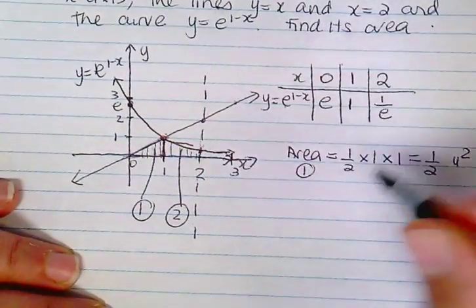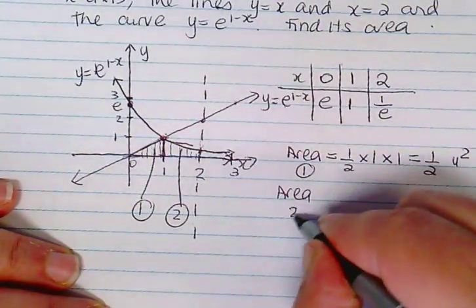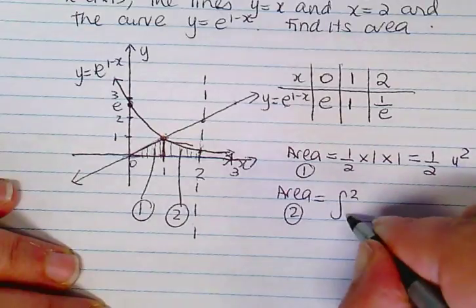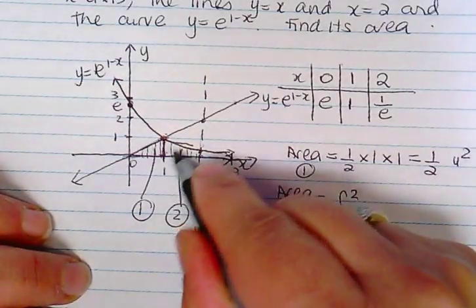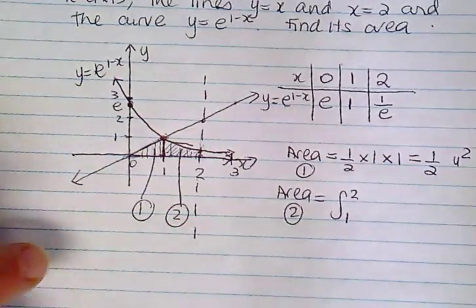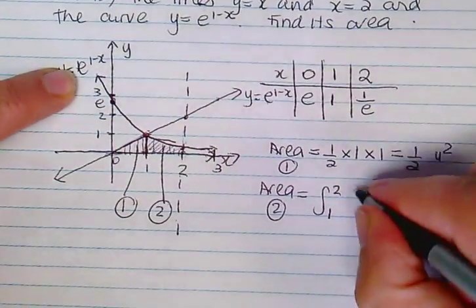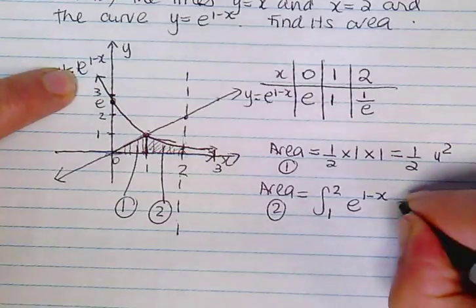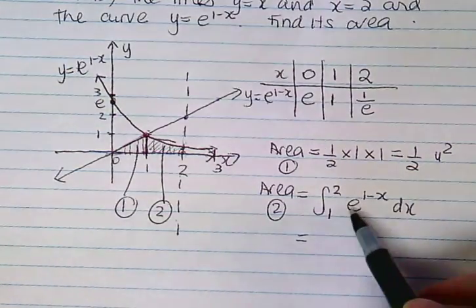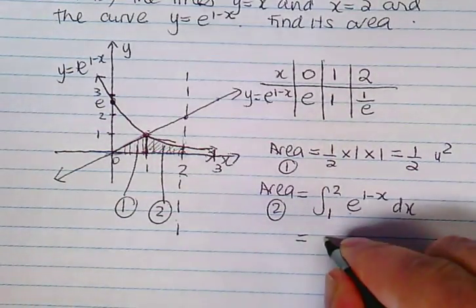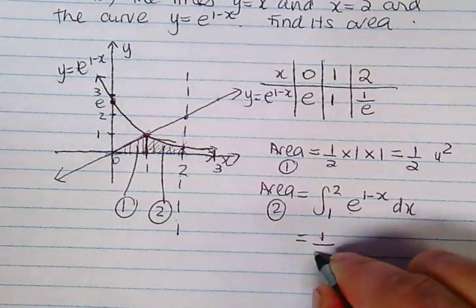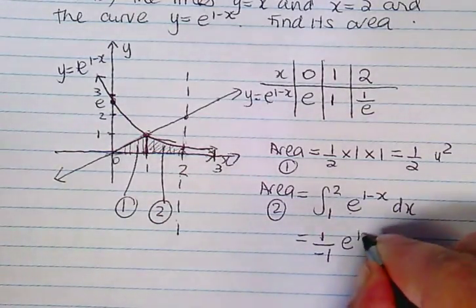Area 2 here is the integral between 2 and 1. This area here is area 2, the integral between 2 and 1, and it lies underneath the curve e to the 1 minus x dx. To integrate that, remember this is of the format e to the ax plus b, which is 1 over a, which is 1 over negative 1, e to the 1 minus x.